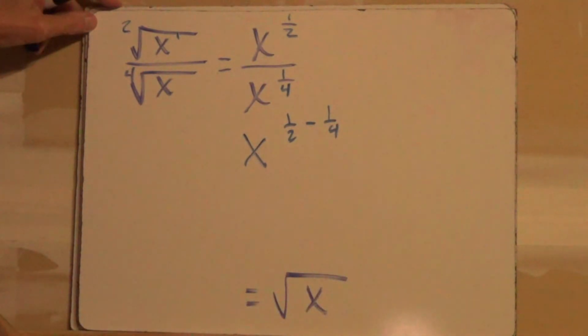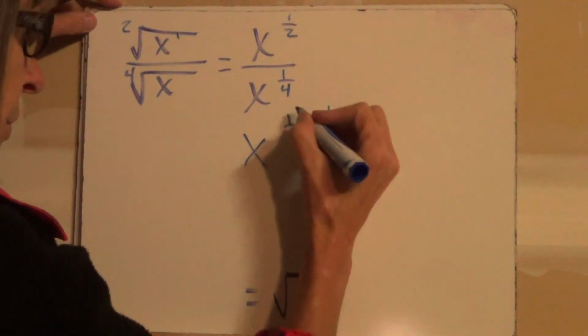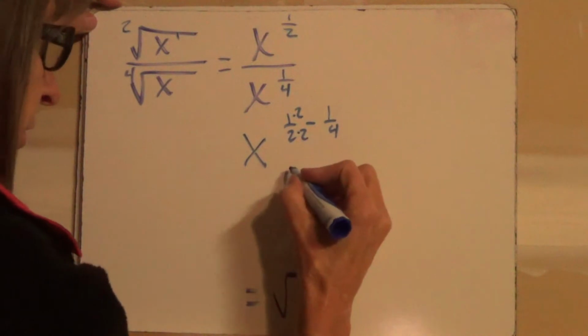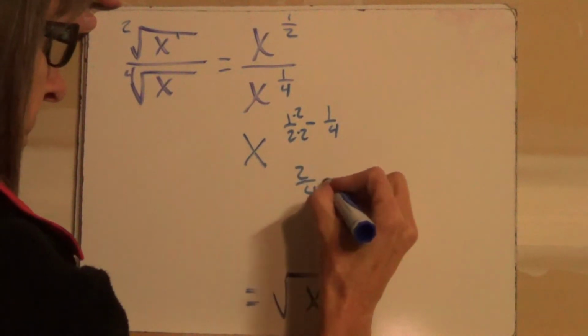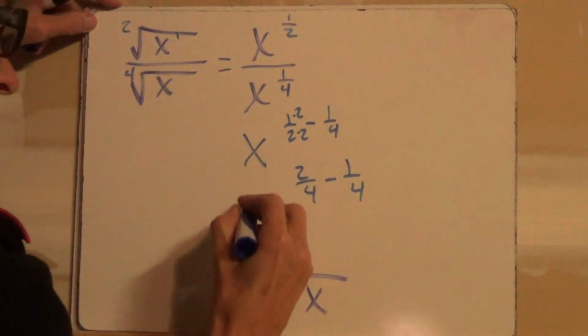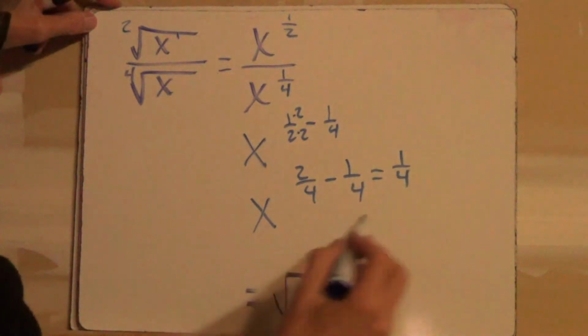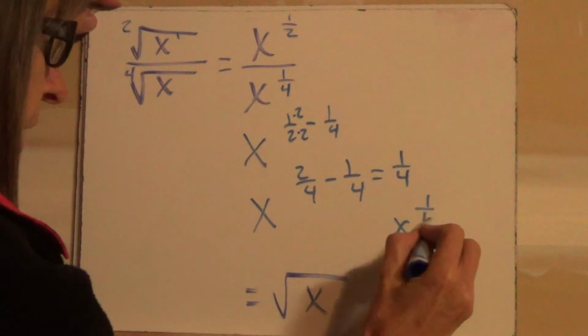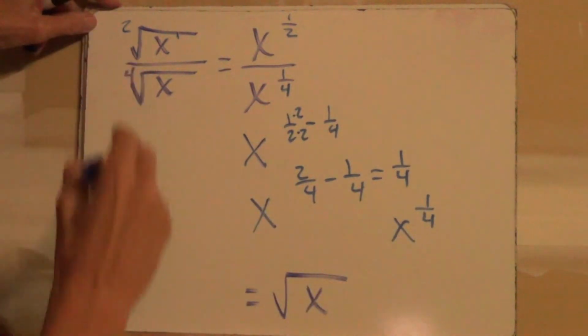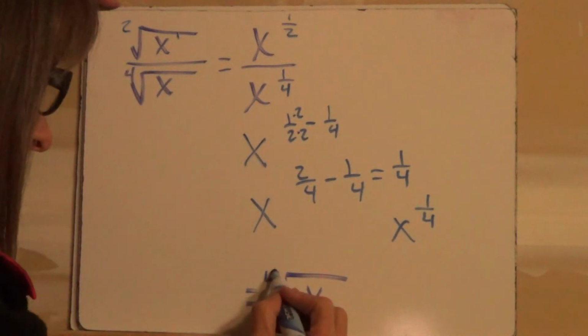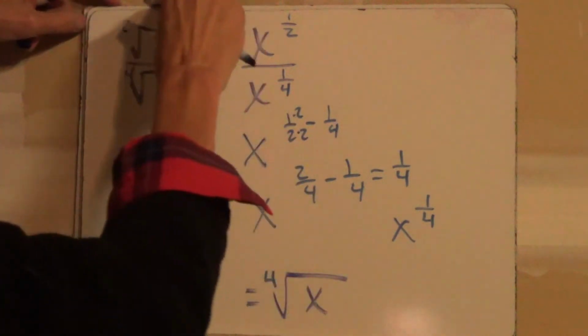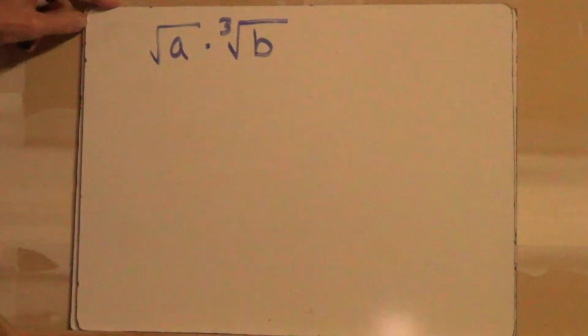Our common denominator would be 4, so 2 times 2 is 4. 1 times 2 is 2, so it's 2/4 minus 1/4, which equals 1/4. So x to the 1/4, converting back to radical form, would just be a 4 outside. You can put the 1 inside if you want, you don't have to. Again, remember to write down your questions. In class as a group, we'll be answering those.